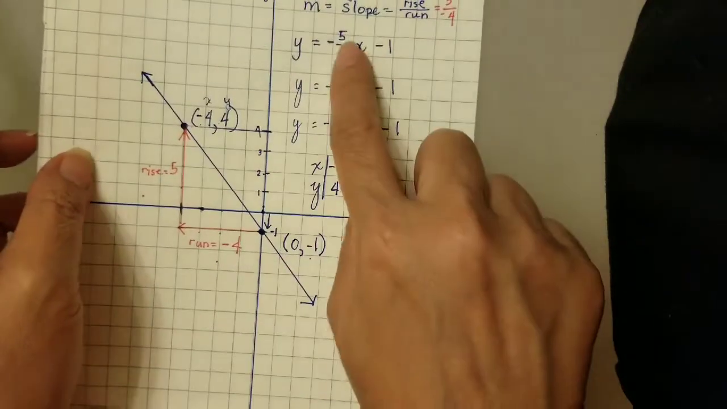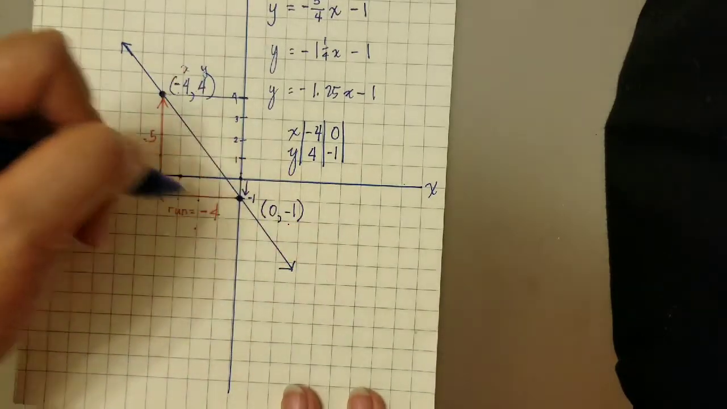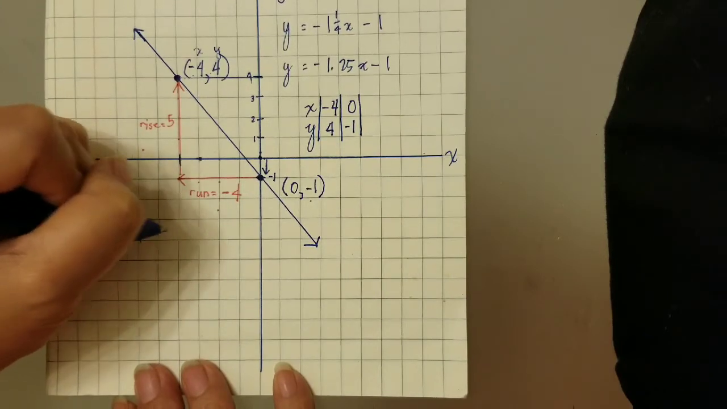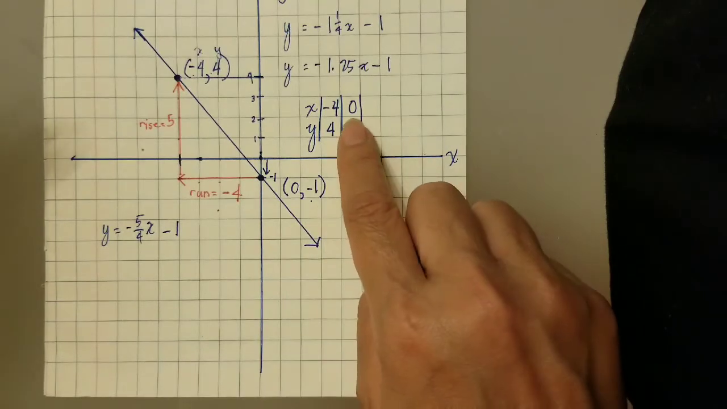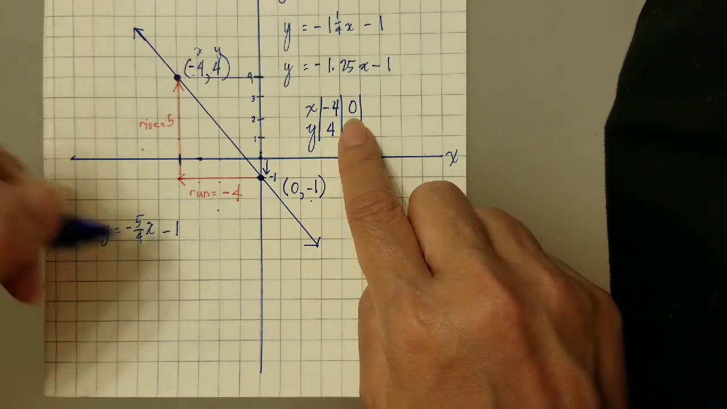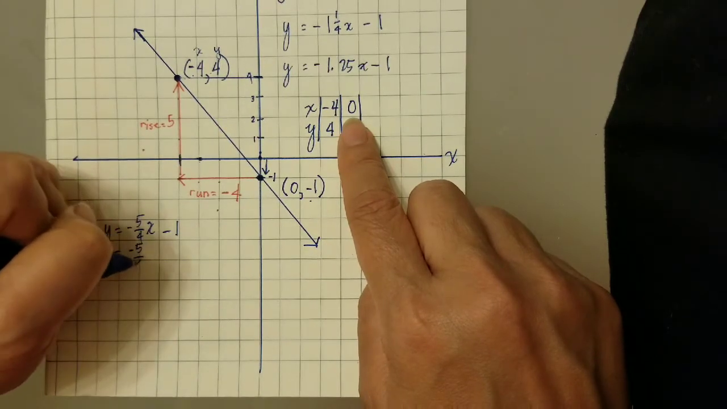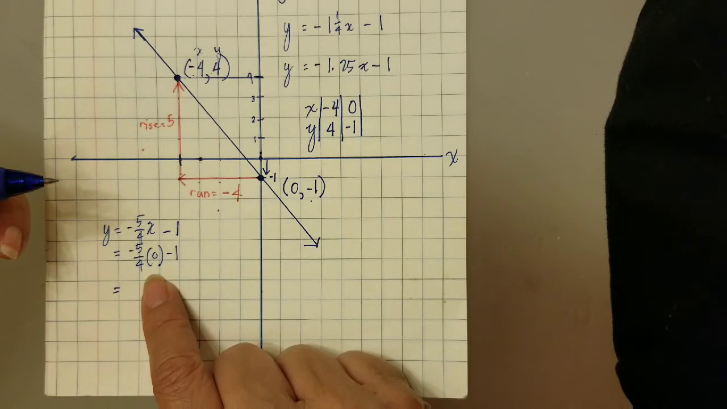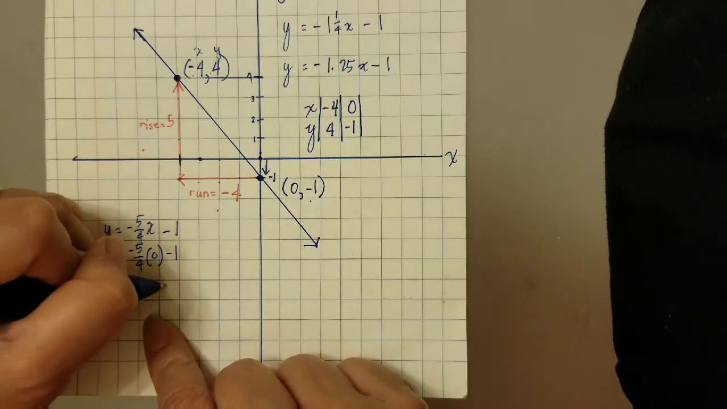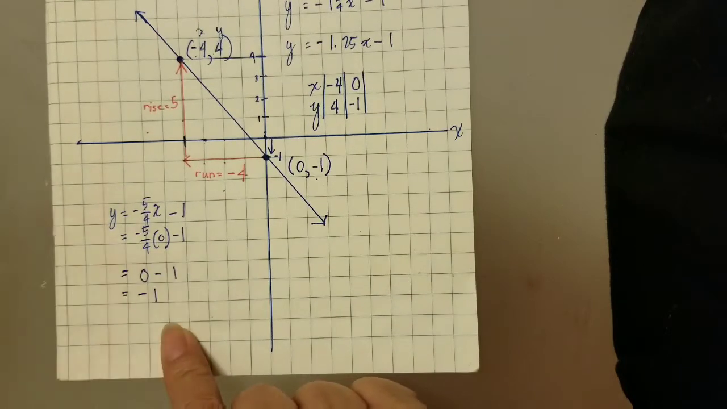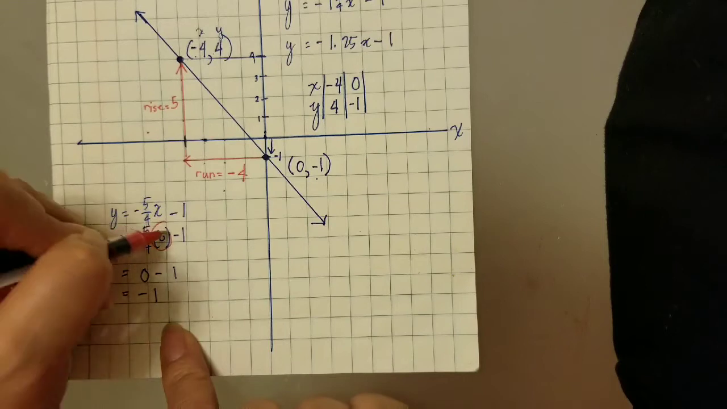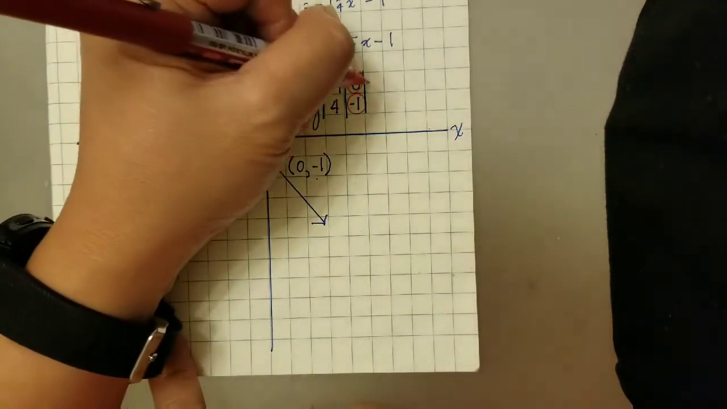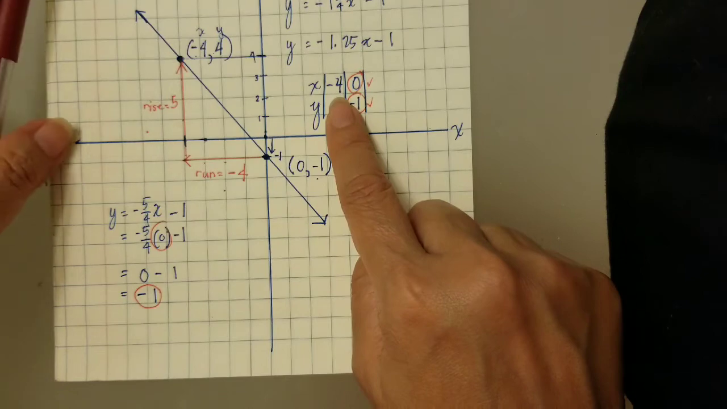Let's see. Okay, I'm going to use the improper fraction, okay? So y is equal to -5/4 x minus 1. Now, let's do this first. x is equal to 0 because it's the easiest, okay? So y is equal to -5/4 times 0 minus 1. And as we know, anything multiplied by 0 is 0, minus 1. And we end up with -1. So if you look here, if x is 0, y is -1. Okay, so that's correct.